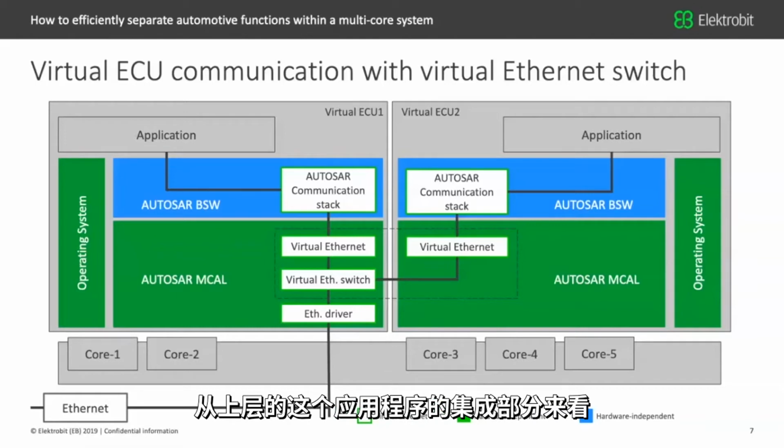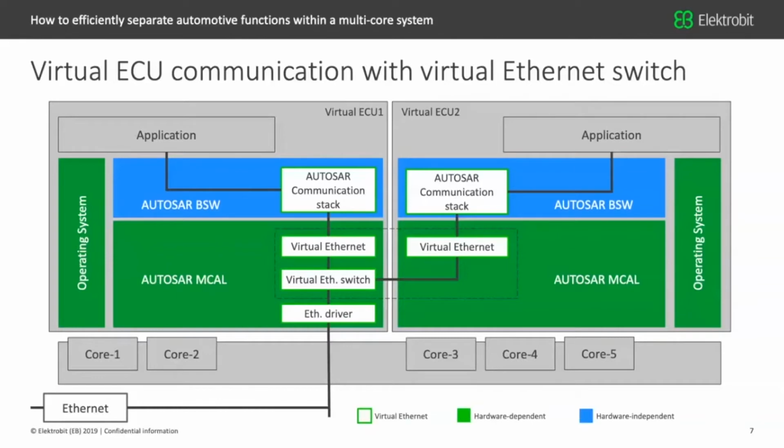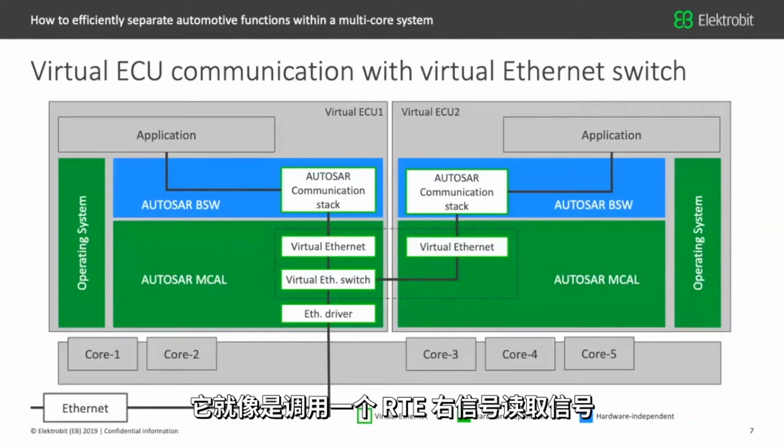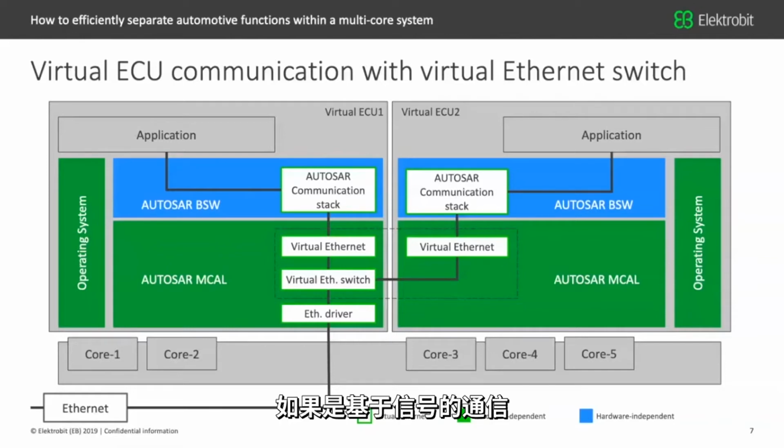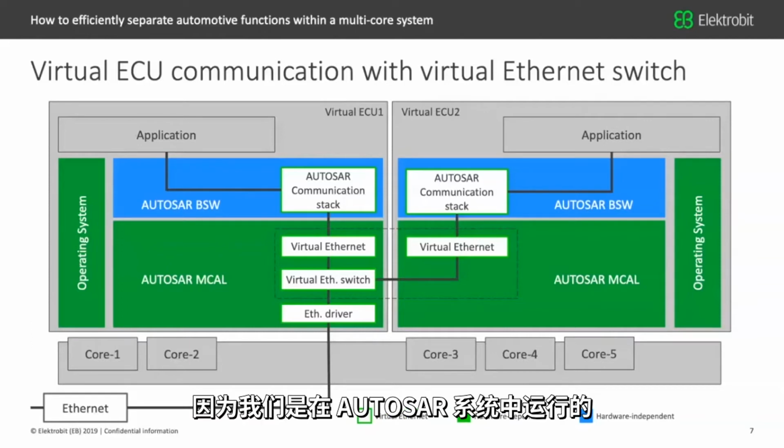So from an integration standpoint, the application part on top looks like it calls an RTE write signal, read signal, and from there on, the communication starts. That is if it's signal-based. If it's service-based communication, of course, it would also work in the same way. Here you also have the possibility of using service discovery and SOME/IP, which is absolutely no problem, since we are working here within an AUTOSAR system.